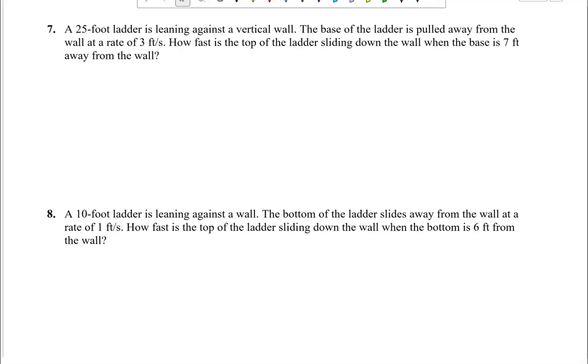Number 7, a 25-foot ladder is leaning against a vertical wall. The base of the ladder is pulled away from the wall at a rate of 3 feet per second. How fast is the top of the ladder sliding down the wall when the base is 7 feet away from the wall? So if this is our wall, the ground at a right angle, we have a 25-foot ladder like this. And as this ladder slides down, we have this quantity y getting smaller and this quantity x getting bigger. So again, we're going to want an equation, a known rate, and an unknown rate.